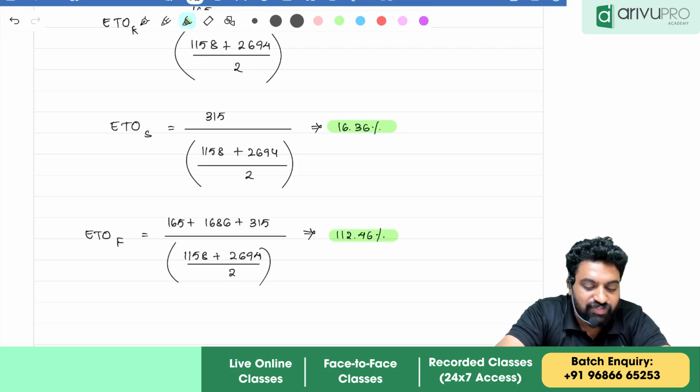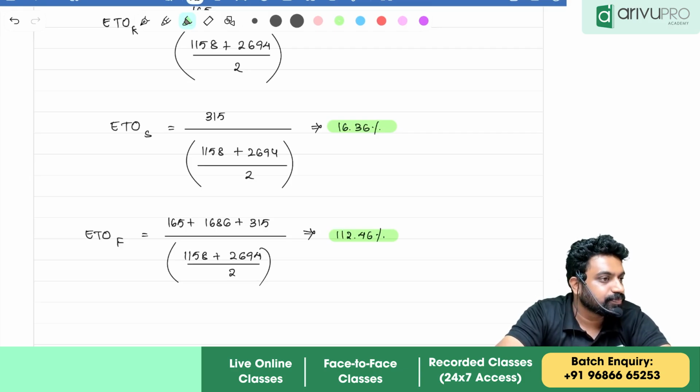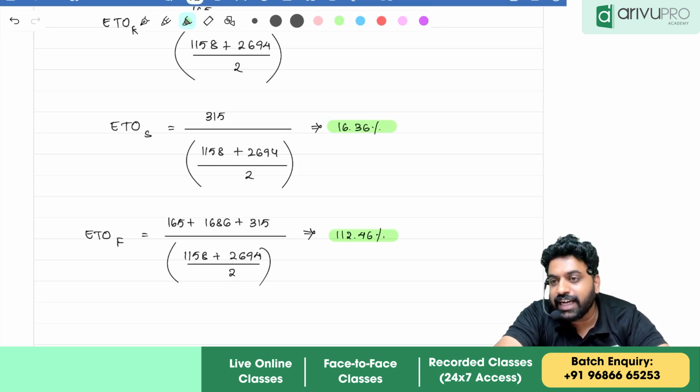If you do 165 plus 315 divided by average number of employees, you will get that answer. That means new joinees were not taken into consideration. Is that clear? Okay.